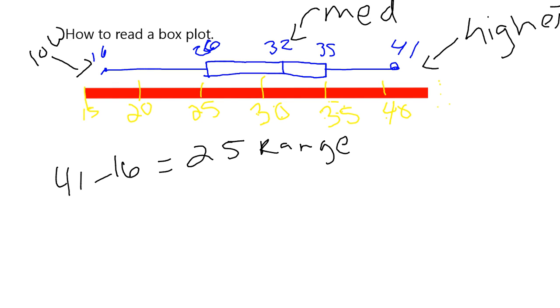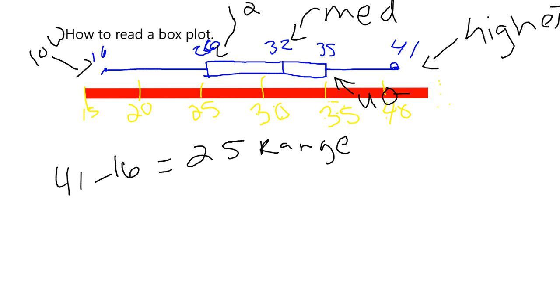The other two numbers it gives us is the lower quartile and upper quartile. The lower quartile is 26. The upper quartile is 35. And in a moment, I'll show you how you would get those if you had a data set. Without having a data set, all you can look at this and go, okay, 26 is lower quartile, 35 is upper quartile.